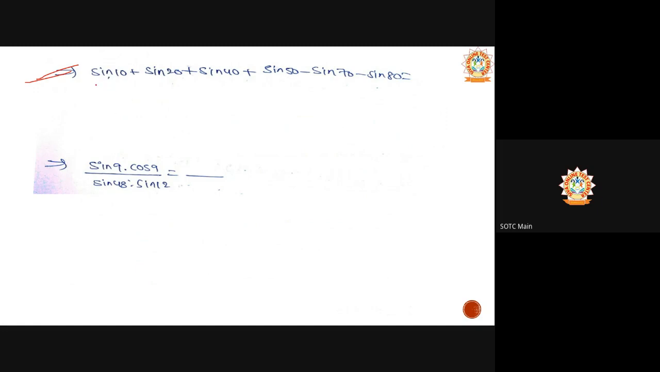Take this 10 degrees and 50 degrees as sin C plus sin D, then sin 20, sin 40 as sin C plus sin D. Just keep these two things. Try to solve. What will the result become?